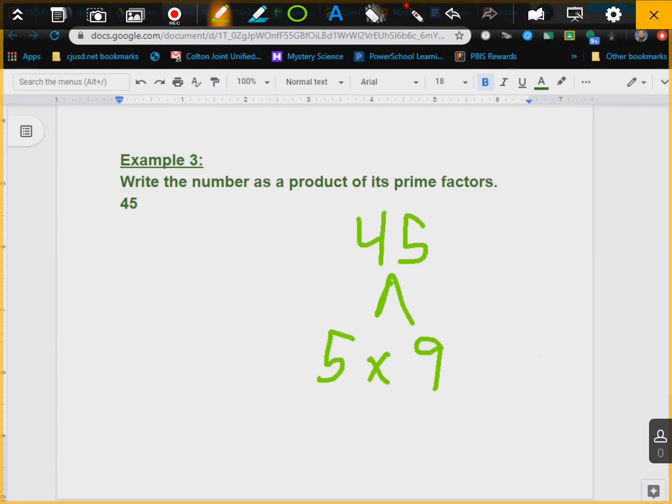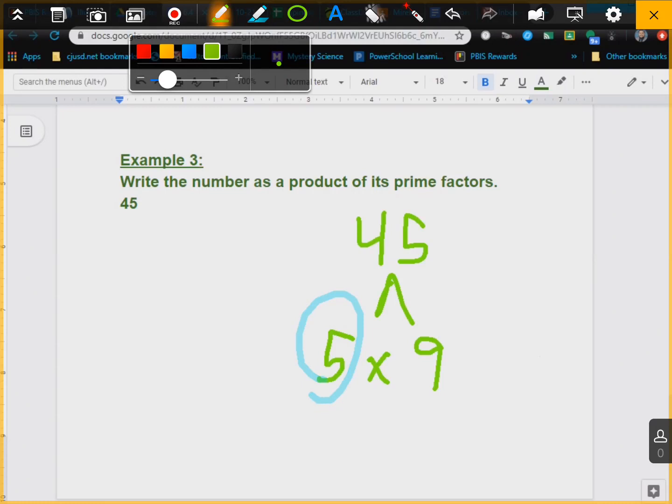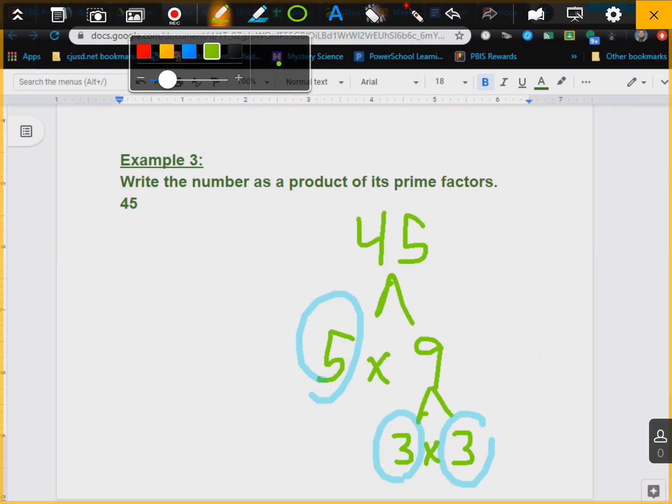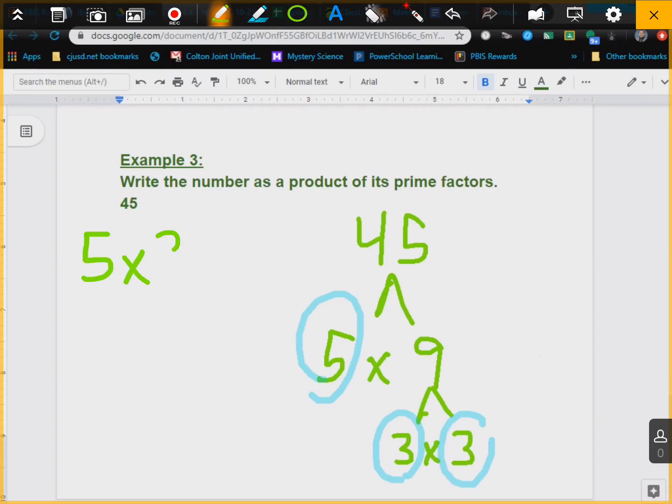Okay, does anything else go into 5? Well, no. 5 is actually a prime number. The only thing that goes into 5 is 1 times 5. So that one's done. But does anything go into 9? Yes, actually. 3 times 3. And I know that 3 times 3, right, those 3's are prime. So the product would look like 5 times 3 times 3.